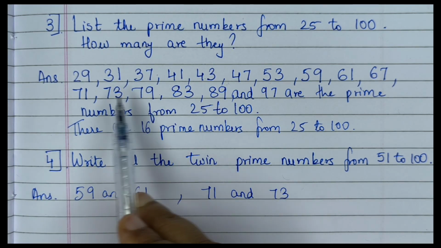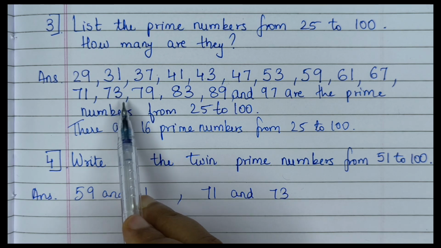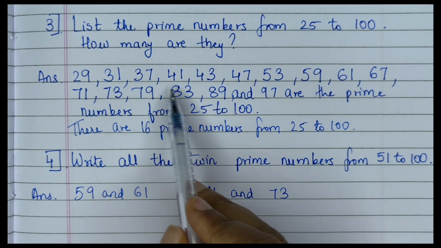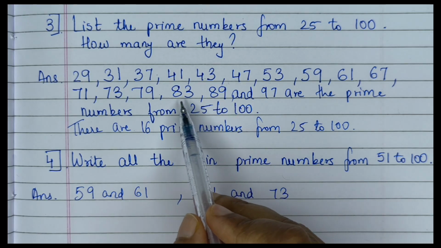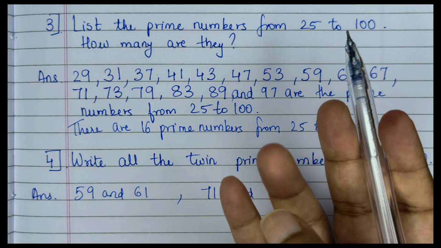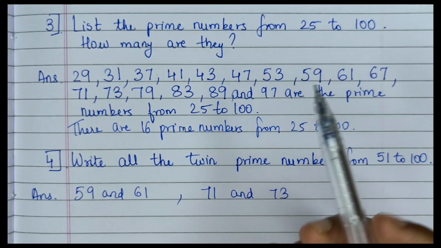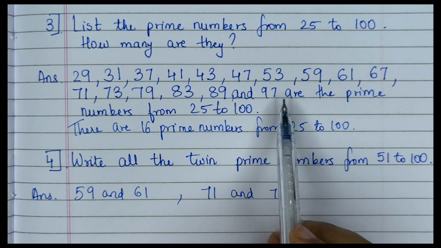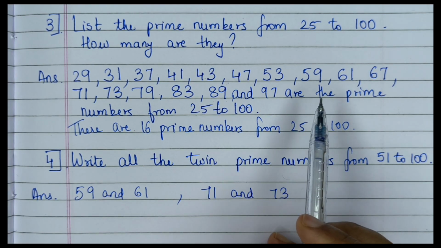73 to 79. Now 71, 73 we said it is there. 73 to 79. No. See there is a difference. 79 to 83 also there is a difference. 83 to 89. 83, 84, 85, 86, 87, 88, 89. So much of difference is there. 89 to 97. Such a big difference. So these numbers cannot be called as twin prime.